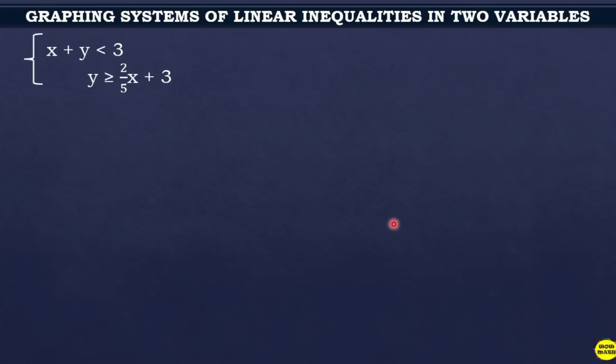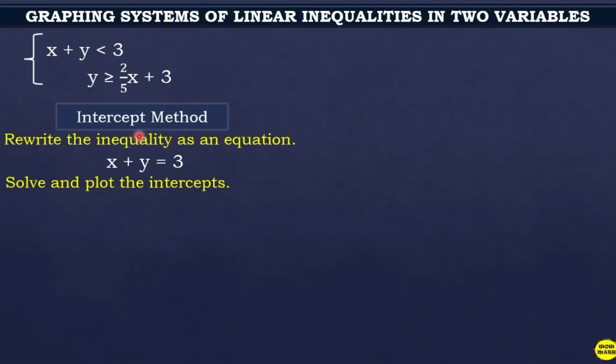Next. So, I have here x plus y is less than 3, and then y is greater than or equal to 2/5 x plus 3. Okay, so again, isang naka-standard form, isang naka-slope intercept form. Now, kagaya nga kanina, nagbibigay ako ng example na magkaiba para alam nyo kung anong gagawin. Now, kung pareho silang naka-standard form, edi parehong intercept method ang gagamitin mo. Kung parehong naka-slope intercept form, parehong slope intercept method ang gagamitin mo. Okay? So, let's solve for the intercept.